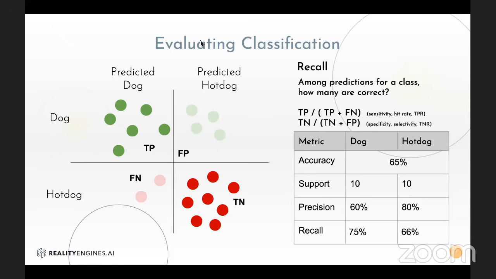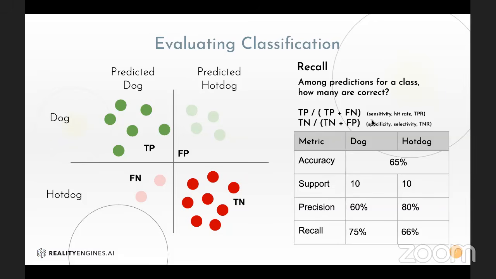Among the times that the model predicted hot dog, it got it right 2/3 of the time, so 66%. So precision relates to the actual distribution of points, so the dogs, and how your model performs on that. And then recall relates to, out of the times that you predict a certain class, what is your hit rate.